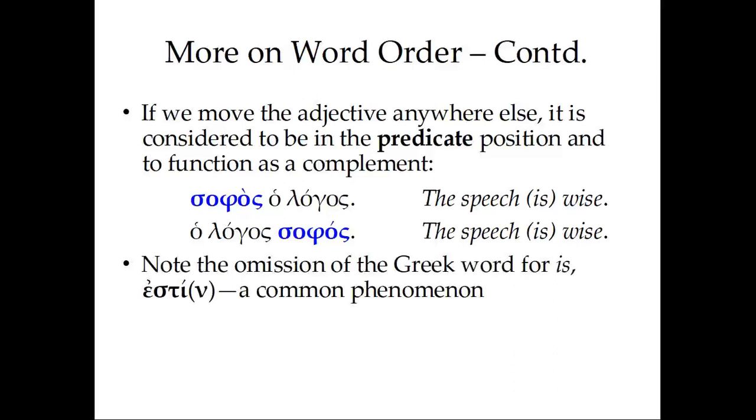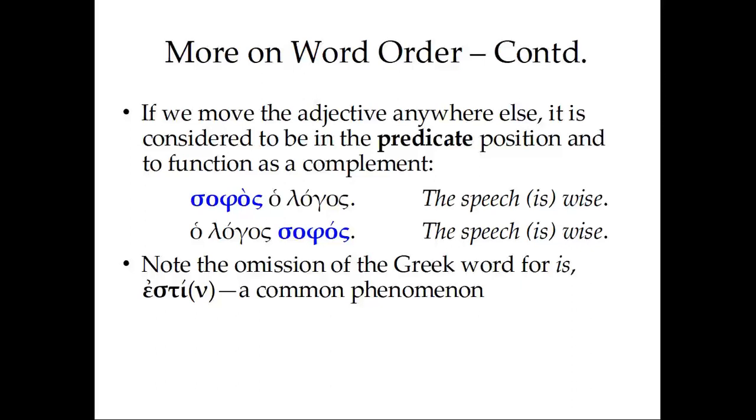Note the omission of the Greek word for is, estin. This is a common phenomenon. In my English translation, I've put in parentheses the is. That's because we don't actually have a Greek word for it. We just have the Greek word sapos, wise, ha, the, and logos, word, or speech, or reason.